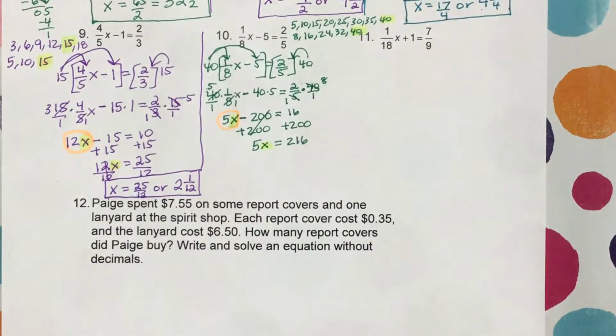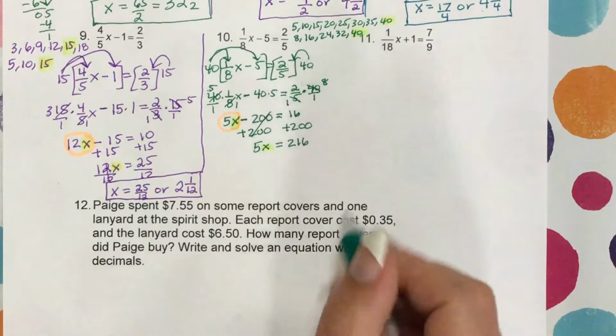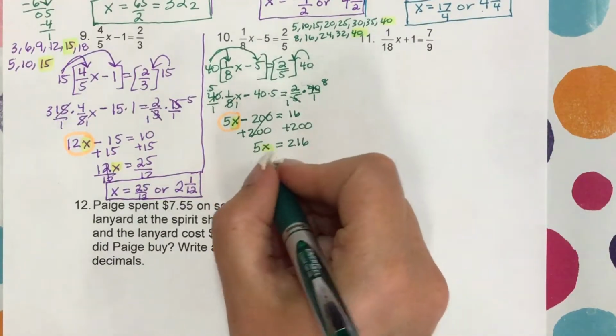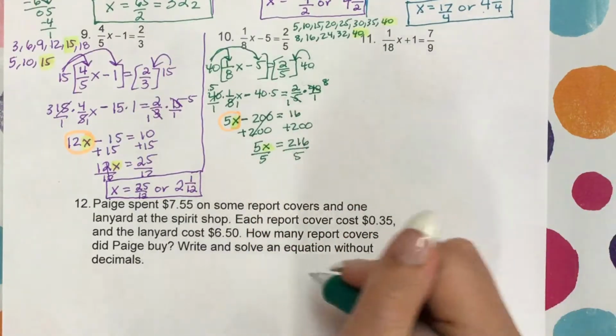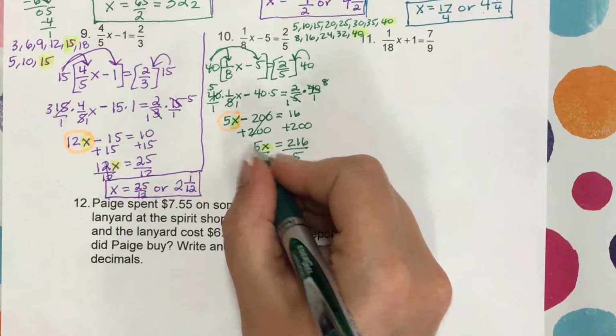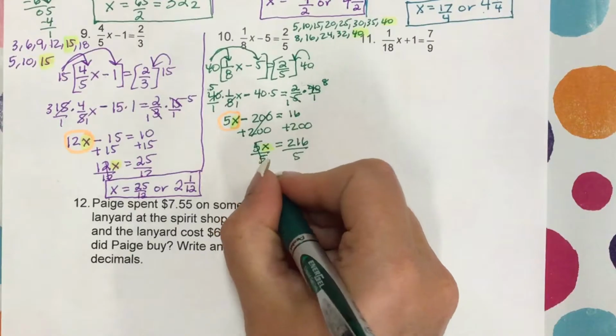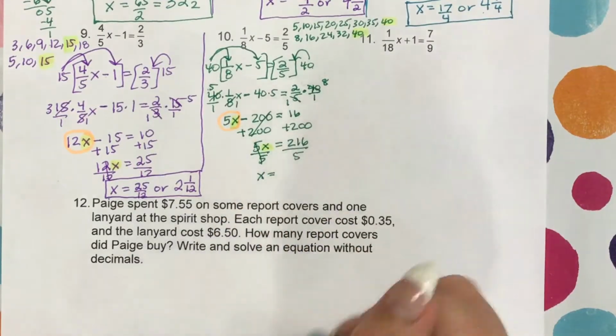To do that, I have to get rid of the 5. Right now, the 5 is being multiplied by the x, so I have to do the inverse operation of multiplication, which would be division. I'm going to divide both sides by 5. 5 divided by 5 is 1. 1 times x is x. Equals 216 divided by 5.